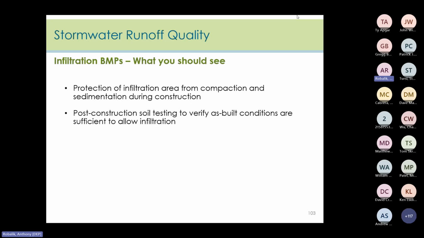Lastly, when reviewing BMPs designed to infiltrate, make sure that anti-compaction language is present along with post-construction soil testing. It would be helpful to include this drain down information also in the maintenance plan so that it can be easy to find in the future during maintenance activities.